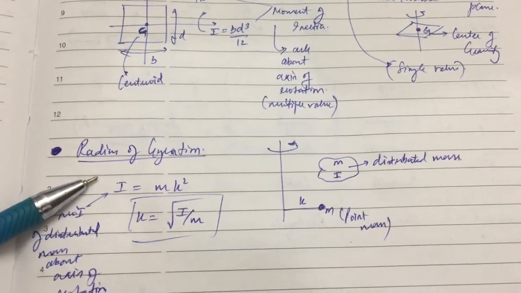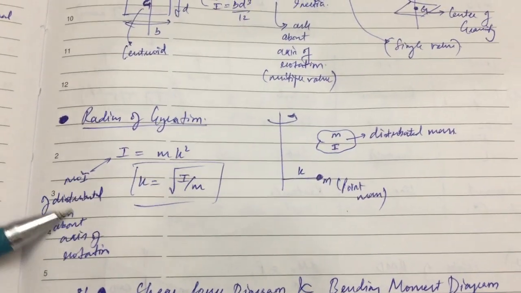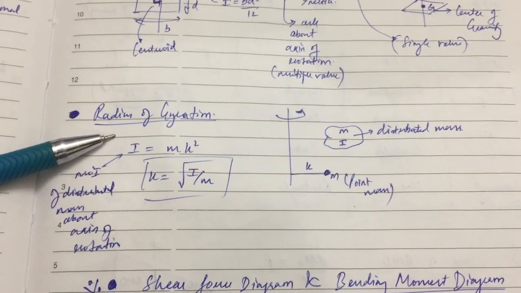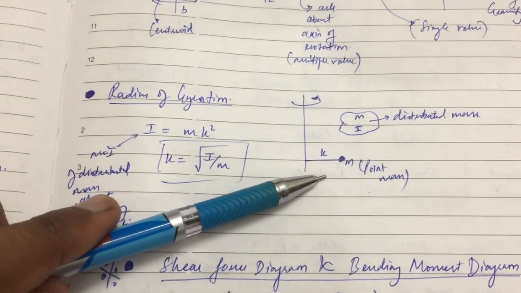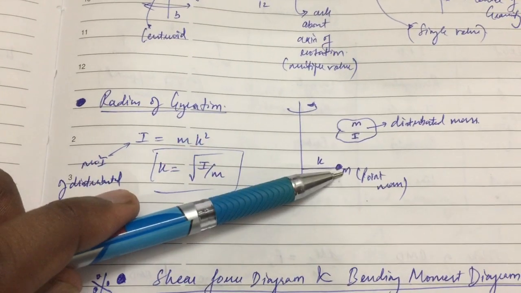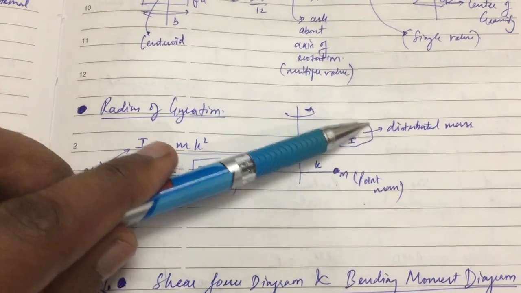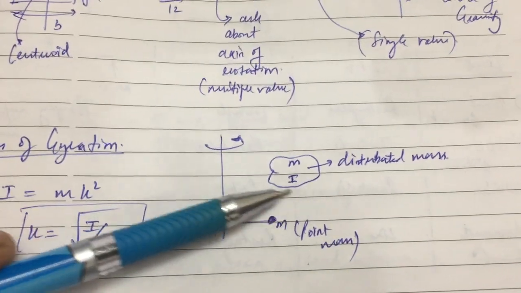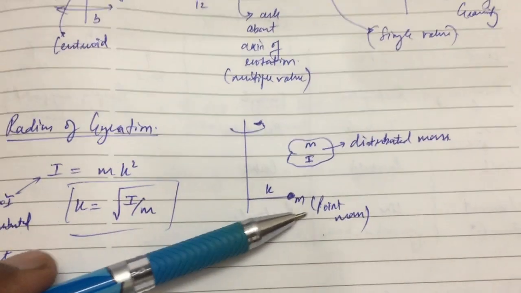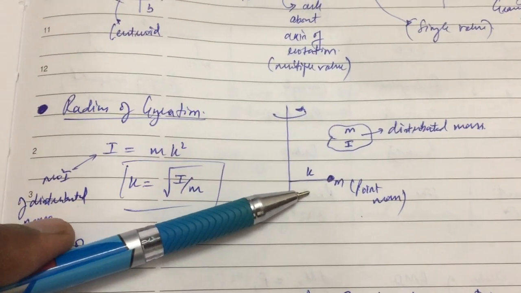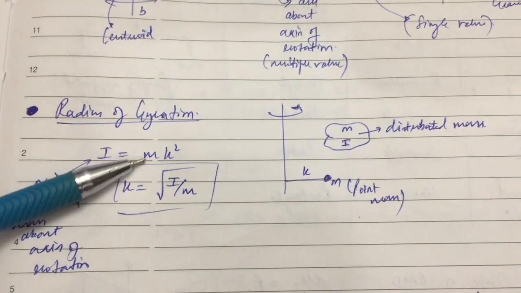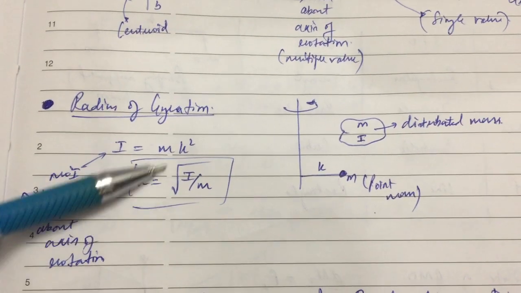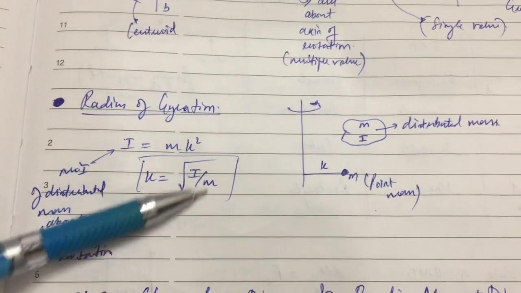The next one is the radius of gyration. Radius of gyration is the imaginary radius from the axis to the mass. For example, this is the distributed mass in a given random body, and this is the point mass. What is the moment of inertia of this point mass? It will be m times k square, and k is the radius of gyration, which is equal to this expression.